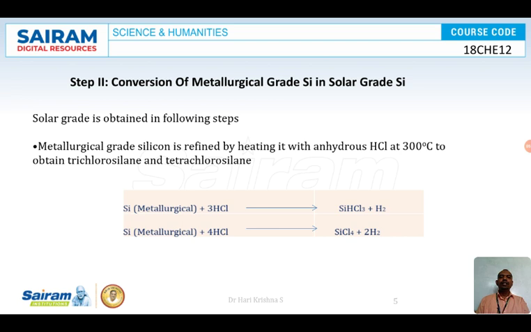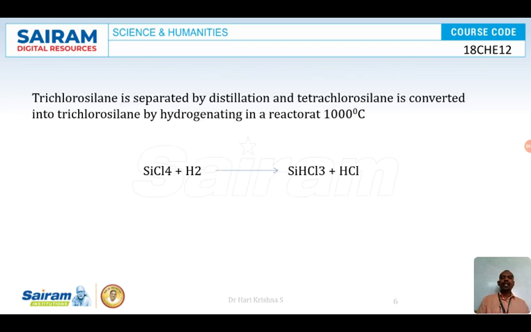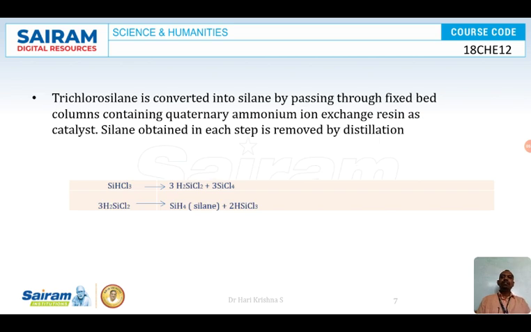The trichlorosilane thus obtained is hydrogenated. That is, we subject it to hydrogenation, or heat in presence of hydrogen at 1000 degrees Celsius, to obtain dichlorosilane or trichlorosilane. These are then subjected to a quaternary ion exchange resin. What do we mean by ion exchange resin? A quaternary ammonium ion exchange resin. The dichlorosilane and trichlorosilane are sent into it, where the chlorine atoms present in them are exchanged.